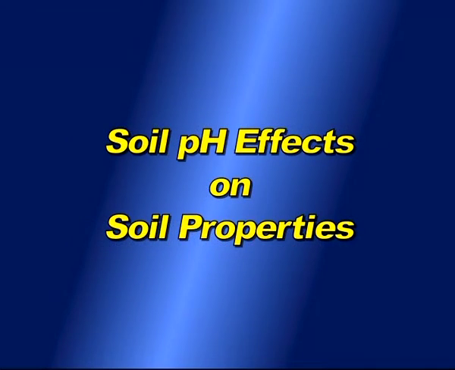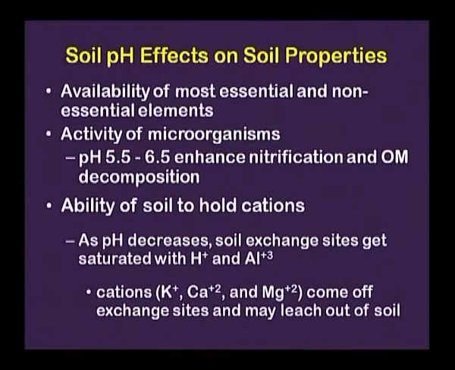This is the soil pH effects on soil properties. Availability of most essential and non-essential elements depends upon the soil pH. Activity of microorganisms depends on the soil pH. pH between 5.5 to 6.5 enhances nitrification and organic matter decomposition in the soil. Ability of soil to hold cations largely depends upon the soil pH. As pH decreases, soil exchange sites get saturated with hydrogen and aluminum ions. Cations like potassium, calcium and magnesium come off exchange sites and may leach out of the soil.